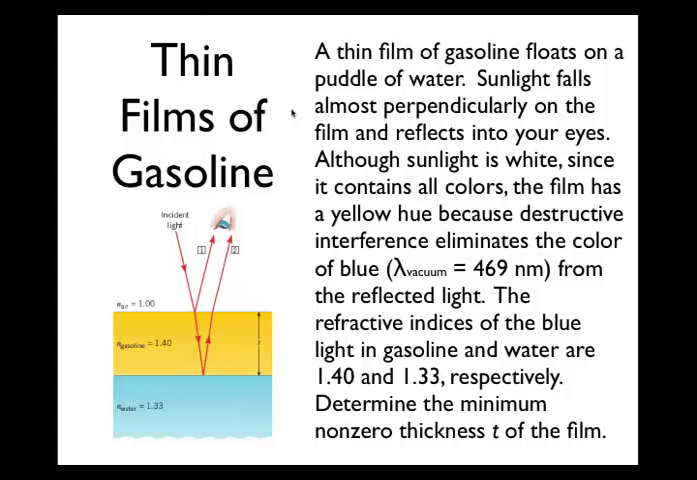So there's a lot of special notes in here. Sunlight falls almost perpendicularly on the film. The reason that we're saying almost perpendicularly is we're going to assume the path that the light travels through the gasoline is equal to twice the thickness of the gasoline. If light came in nearly parallel to the boundary, it might travel a much greater distance than the thickness of the gasoline, both down through the film and then back up through the film, and that would change the assumptions that we're making in this particular problem.